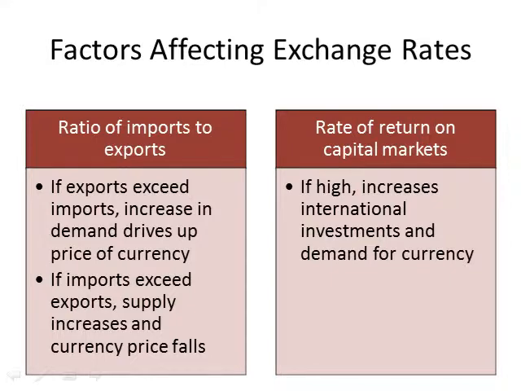Two main factors affect the price or the exchange rate of a particular currency, and that is the ratio of a currency's imports to its exports and the rate of return available in the country's capital markets. Japanese exports often exceed Japan's imports. Customers of Japanese companies must buy yen, the Japanese unit of currency, to pay for their purchases. This strong demand drives up the price of yen.